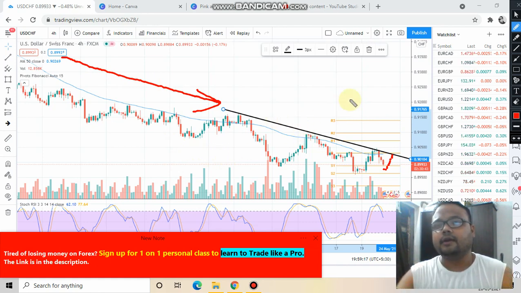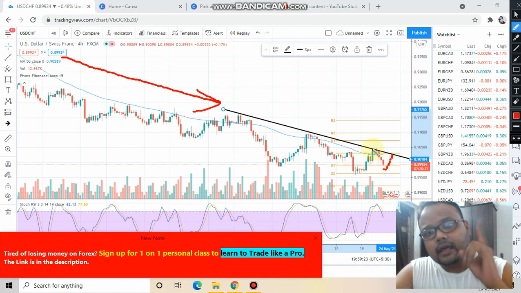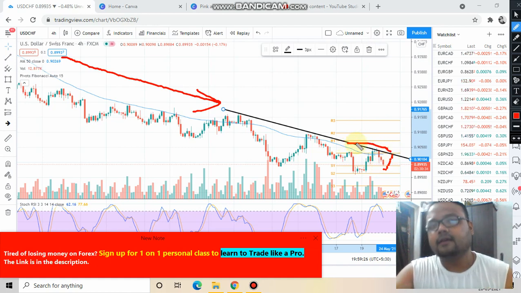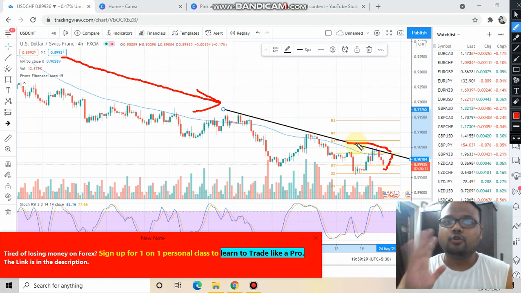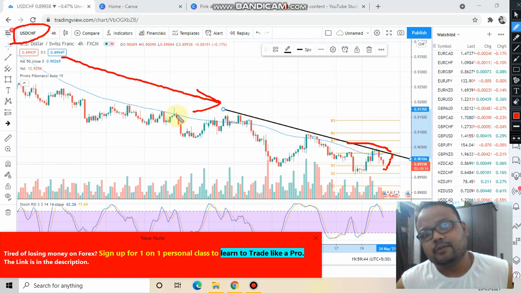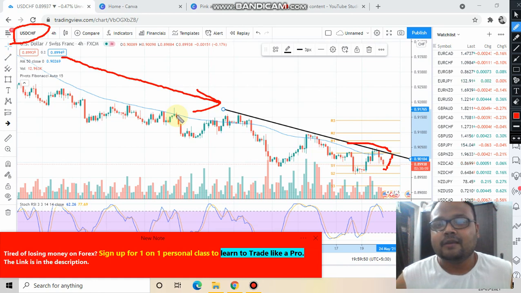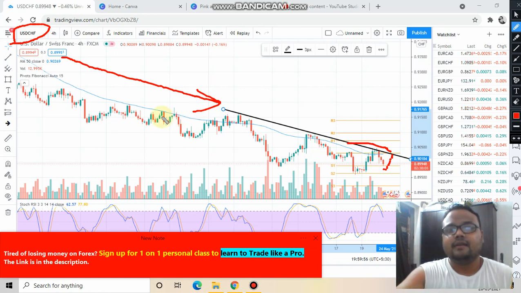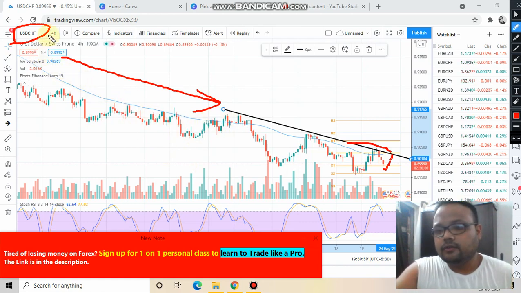Therefore be careful. As of now the only trading opportunity is when the market goes up again and hits the resistance, the 50 MA or this trend line. If the market reverses, then only you should go for a sell order. Otherwise, no buy calls for USD CHF as of now. This is the only resistance the market is following, so wait for the market to go up and reverse from there. You'll have to short. I'm repeating the same sentence again and again, but still be very careful because the market is quite oversold. This is the simple strategy that you need to follow for USD CHF.